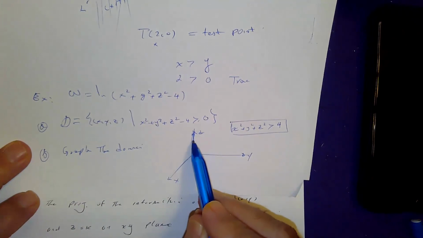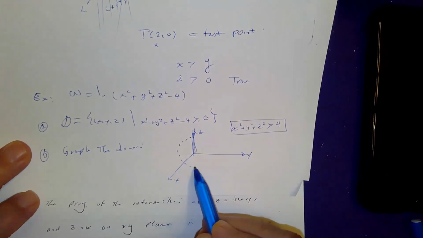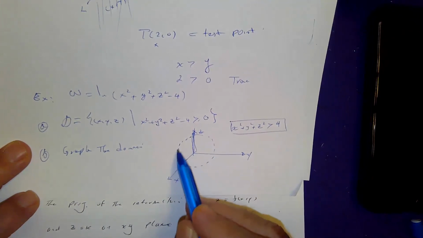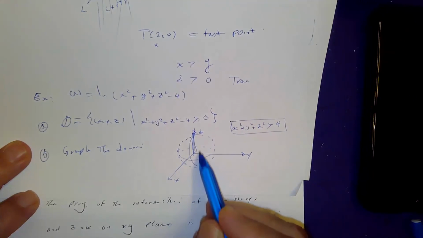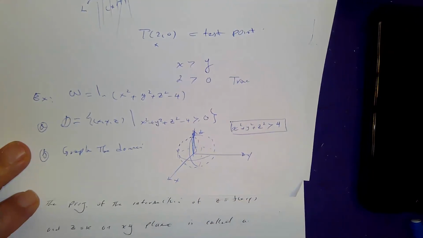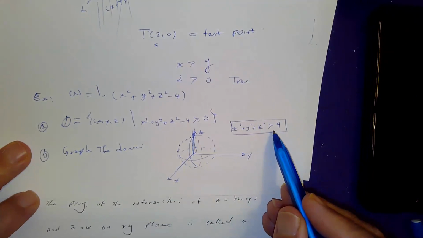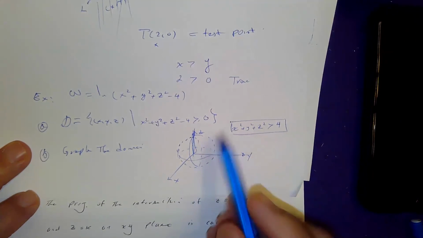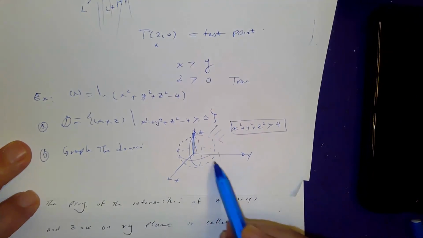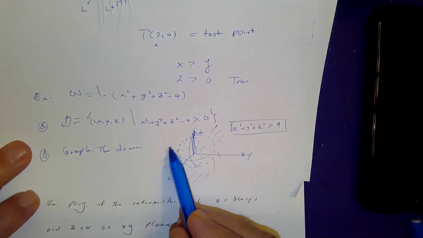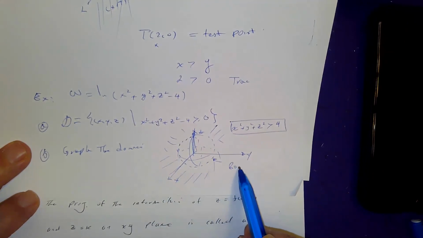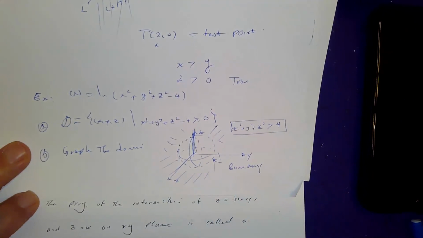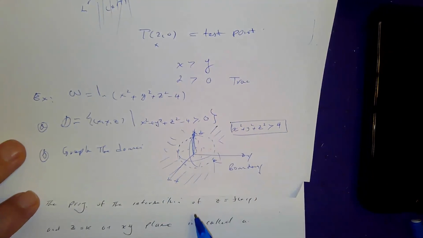I really appreciate it. Everything outside of the sphere whose center is at what? (0, 0, 0). But what? The radius is 2, and you are not on the sphere. You are outside the sphere, as the gentleman mentioned. So you shade outside of the sphere. By the way, this right here is called the boundary of the sphere. So you are not on the boundary of the surface. You are off the boundary.